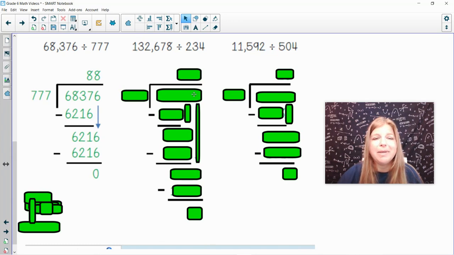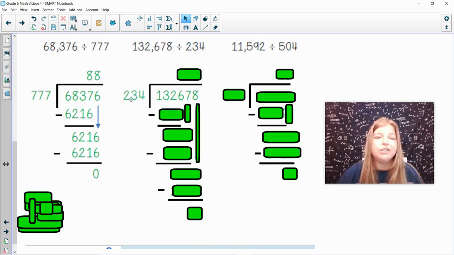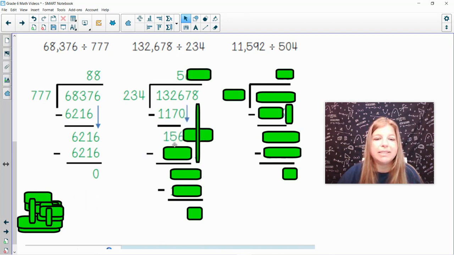Next one, I put my big 132,678 inside the bar. 234 goes on the outside. 234 will not go into 1. 13, 132, it's got to go all the way into 1,326. I would figure out that this goes into this number 5 times. 5 times 234 would get me 1170. Subtract those out. Bring down the 7.